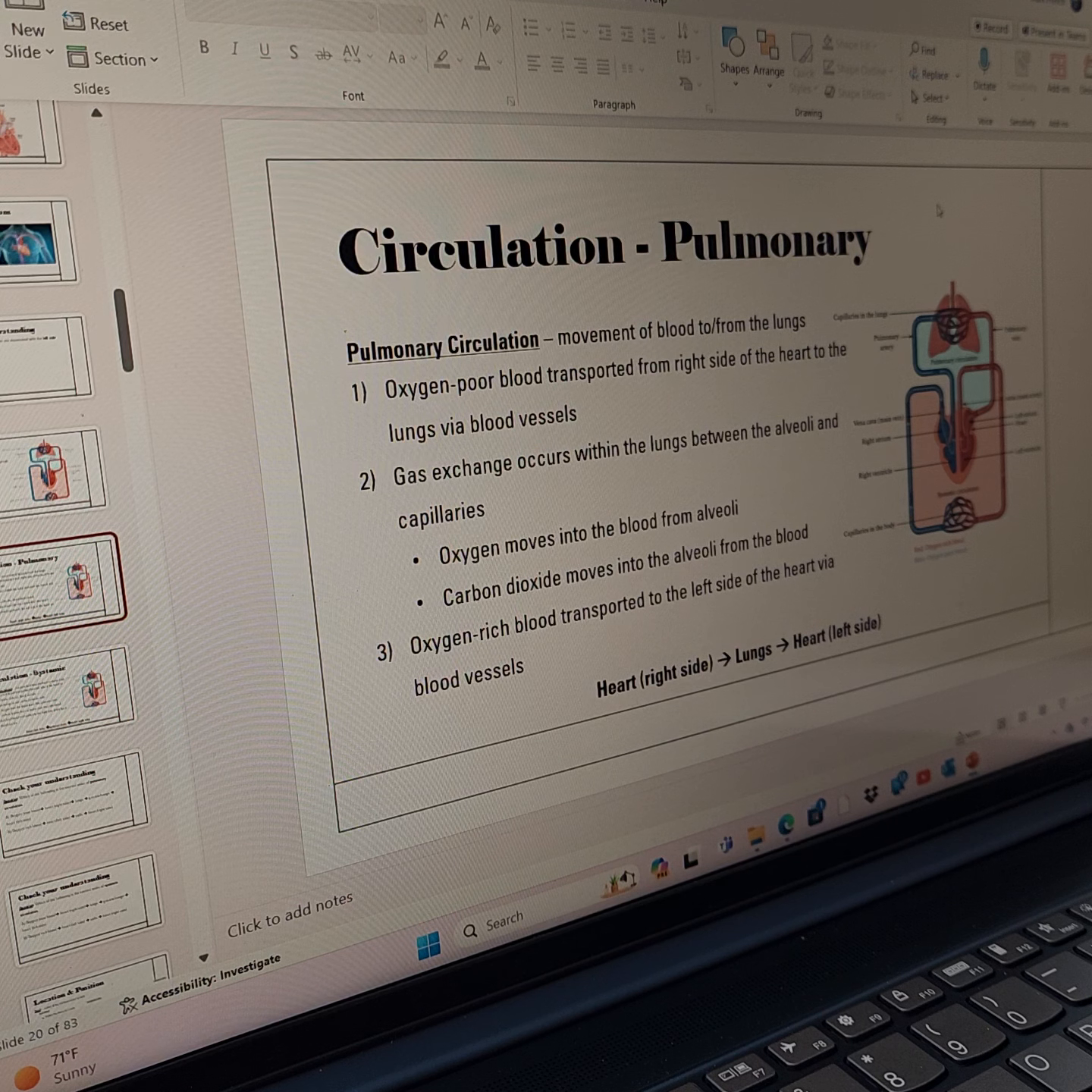The gas exchange occurs within the lungs between alveoli and capillaries. Oxygen moves into the blood from alveoli. Carbon dioxide moves into the alveoli from the blood. Oxygen-rich blood is then transported to the left side of the heart via the blood vessels.